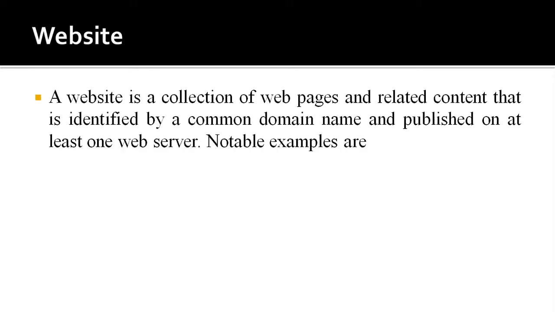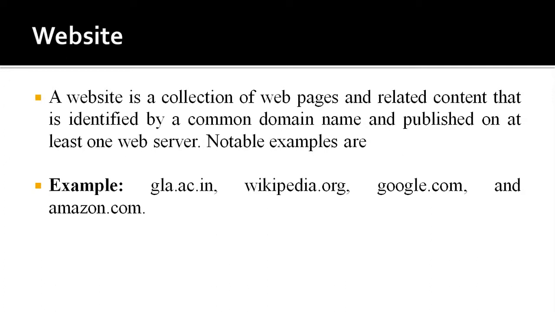Now let's learn what is a website and how it is different from a web portal. A website is a collection of web pages and related content that is identified by a common domain name and published on at least one server. For example, gla.ac.in, wikipedia.org, google.com, and amazon.com, etc.